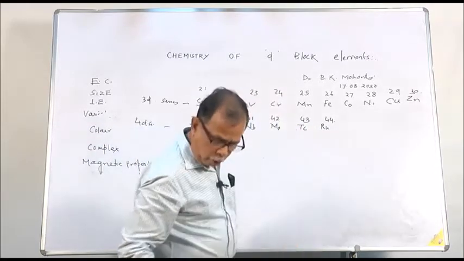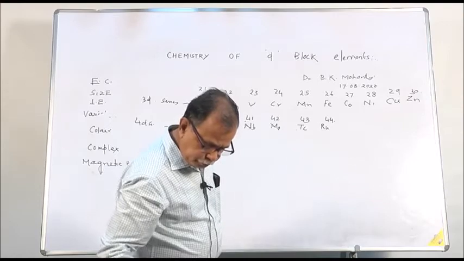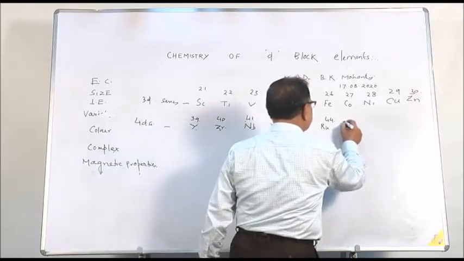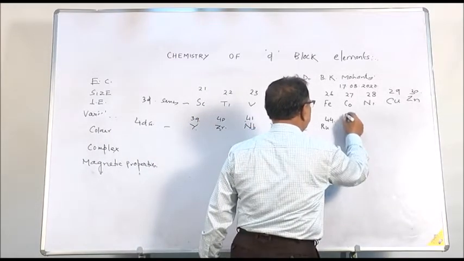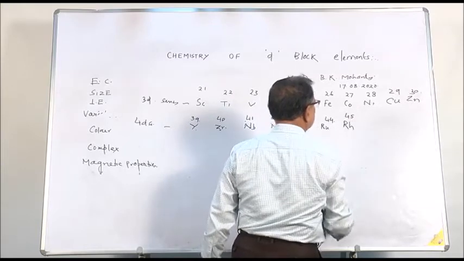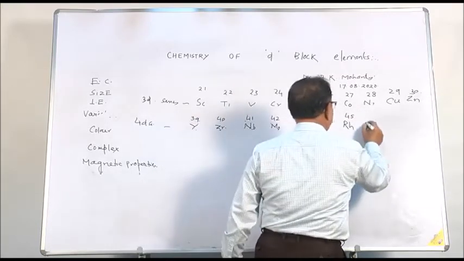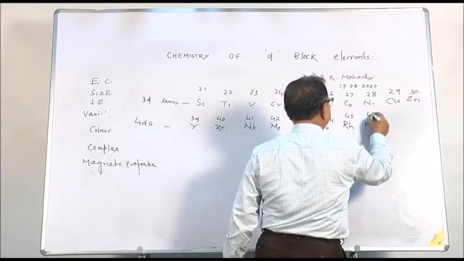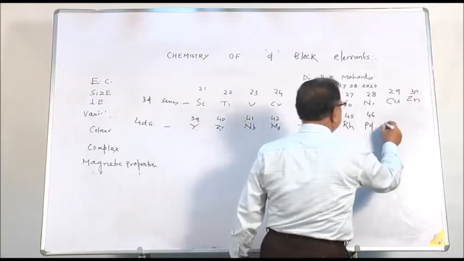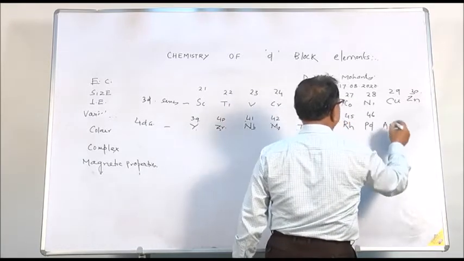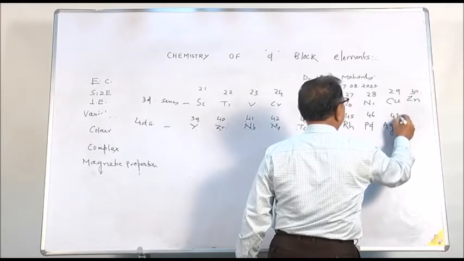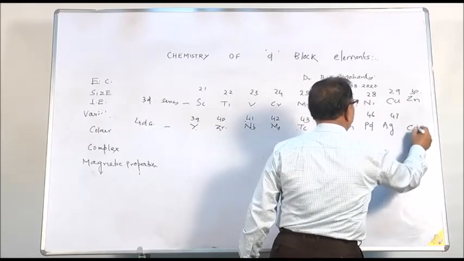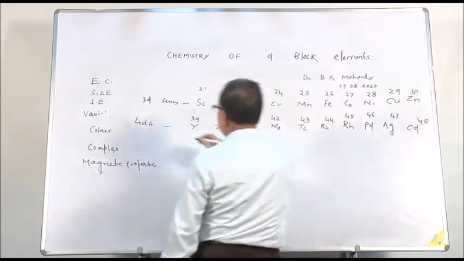Rhodium, Rh, 45. Palladium, 46. Silver, 47. Cadmium, 48. So this is the 4d series.